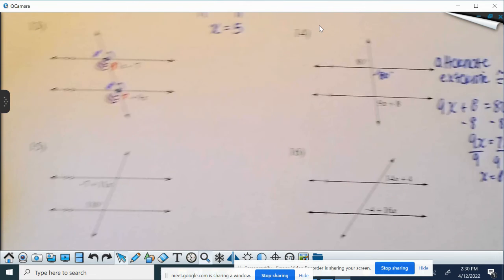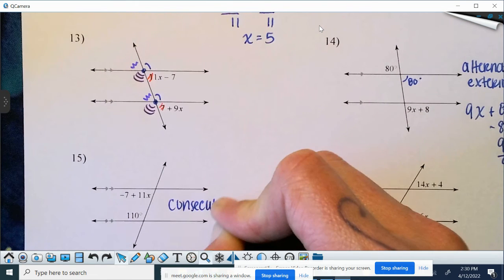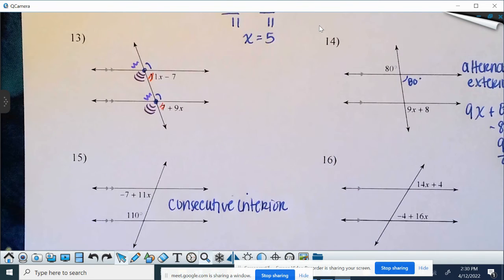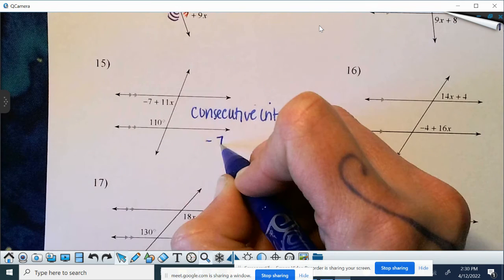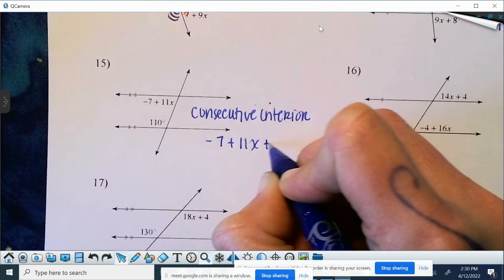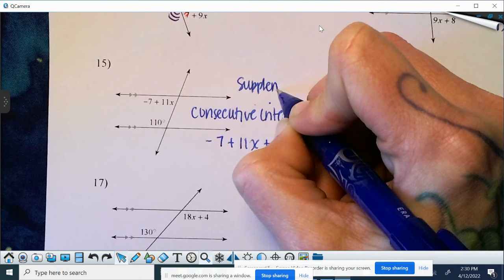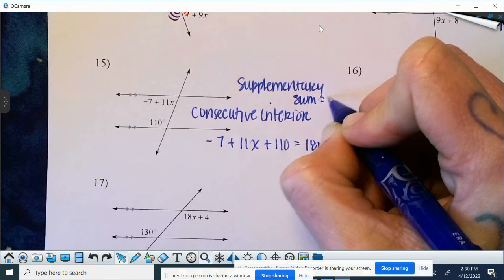15. Again, these are consecutive. And sometimes those consecutive interior, it just depends on the teacher, the website, the video. That one set has multiple ways of referring to that set, that relationship. So negative 7 plus 11x plus 110 is equal to 180. And again, that's supplementary, and supplementary just means the sum is equal to 180. So when I add them together, they're equal to 180.